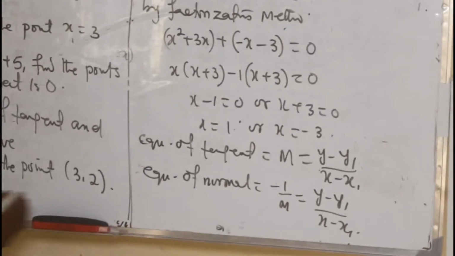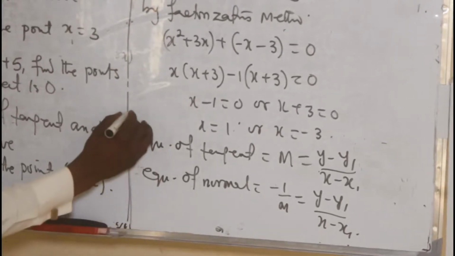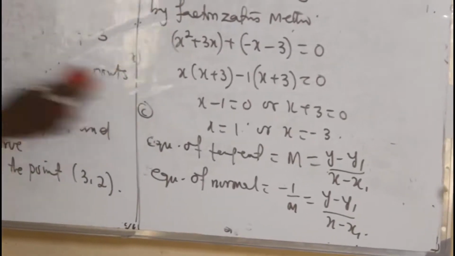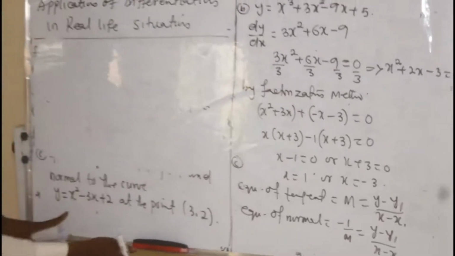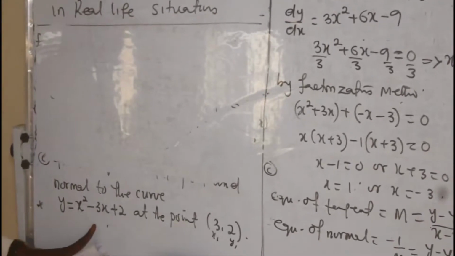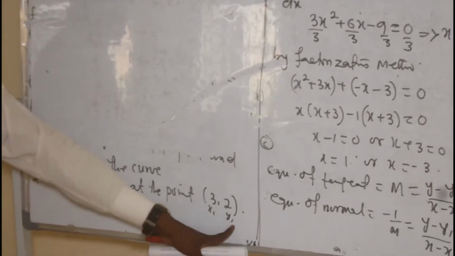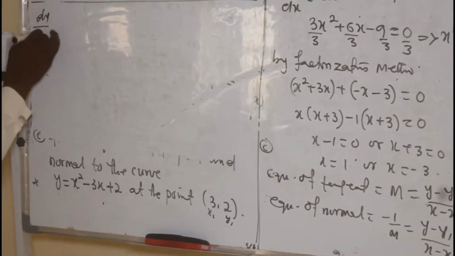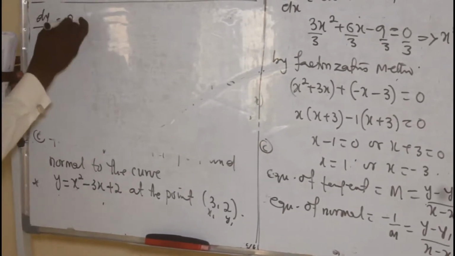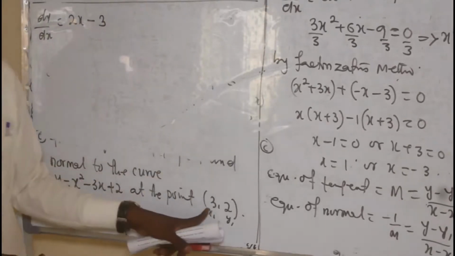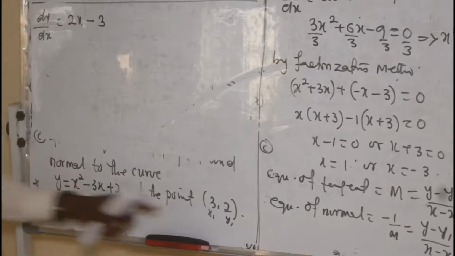You find the gradient, which is our m. You know we said our gradient is otherwise known as m, right? So this is our x1, this is our y1. We just did coordinate geometry. So substitute it. What is our gradient here? dy/dx is equal to 2x minus 3 when you differentiate this. So what is the value of x there? At x is equal to 3. So substitute it.